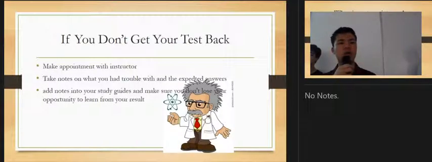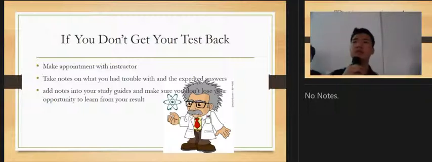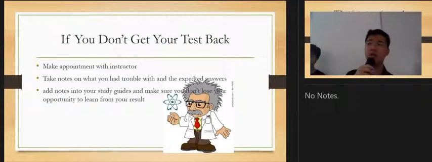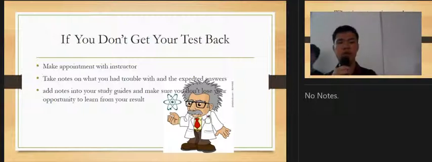If you don't get your test back, you can make an appointment with the instructor to go over the parts you have trouble with and the expected answers, and you can ask him to take your test to review. Add notes into your study guides and make sure you don't lose your opportunity to learn from your result.